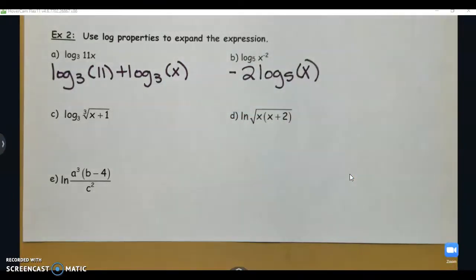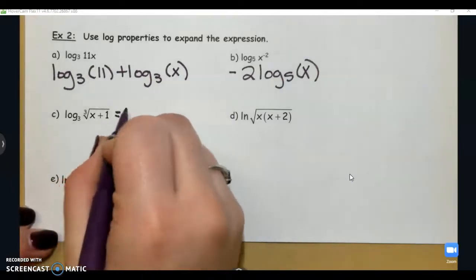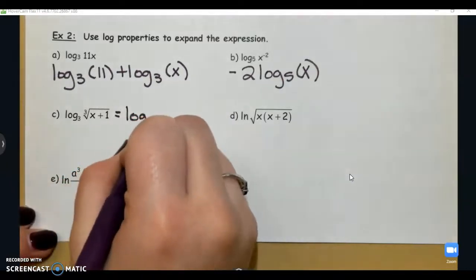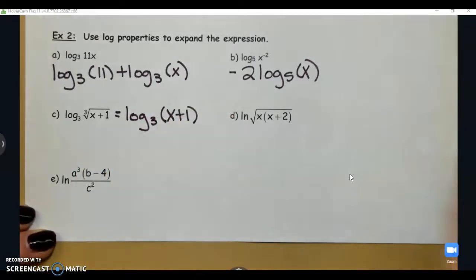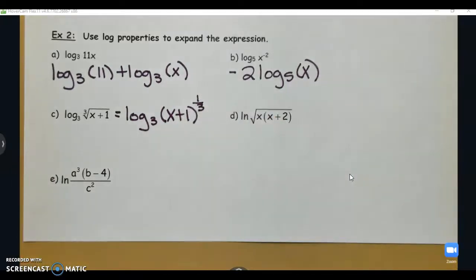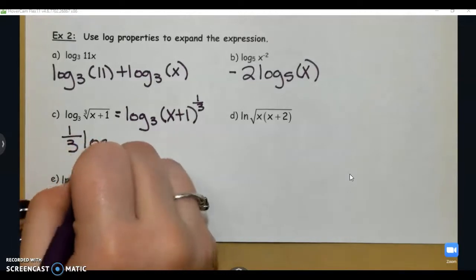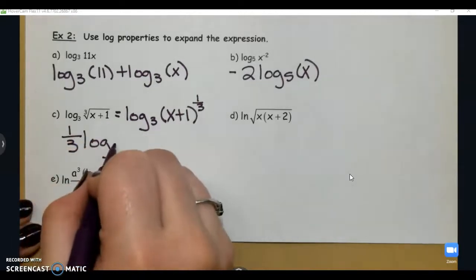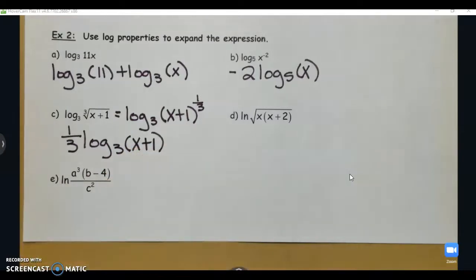On number 3, I have log base 3 of the cube root of x plus 1. So the first thing I'm going to do is rewrite this cube root as an exponent, because I don't have a property for roots. If I rewrite this as log base 3 of x plus 1 to the 1/3 power, I can use my exponent property and bring that 1/3 into the front, and I have 1/3 times log base 3 of x plus 1.